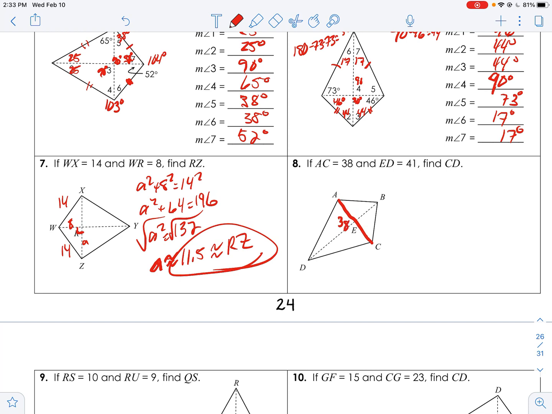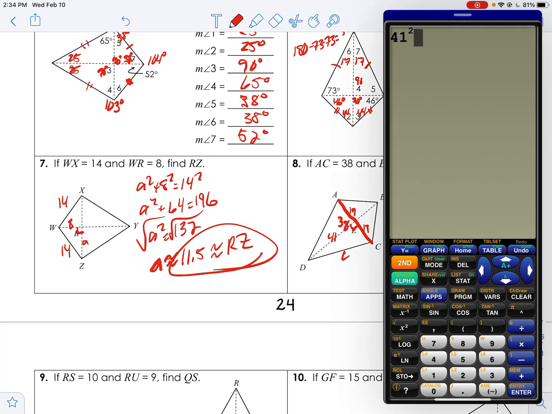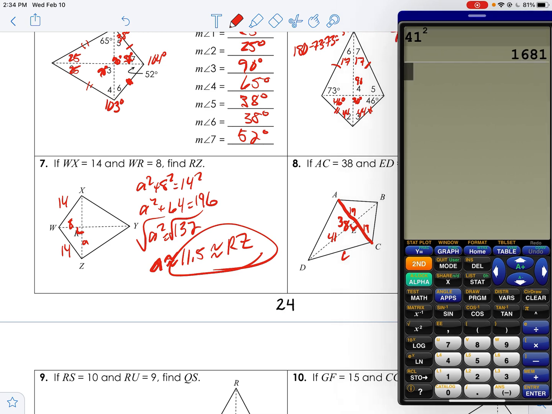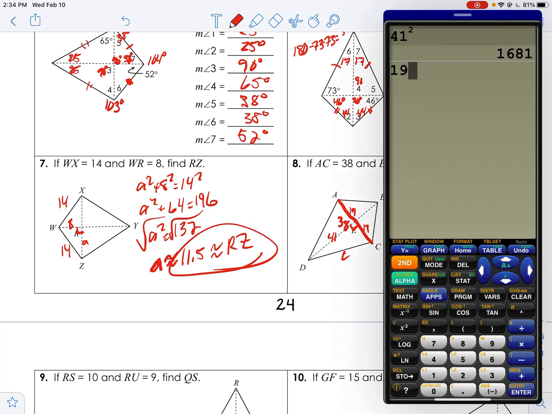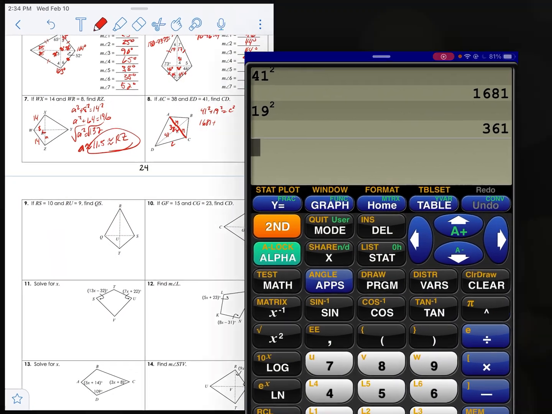Here we go. All the way across is 38, which means that's 19, and that's 19. E to D is 41. C to D. So we're going to use this. So we got 41 squared plus 19 squared equals C squared, or CD squared if you wanted to do it that way. So let's see. 41 squared equals 1681.